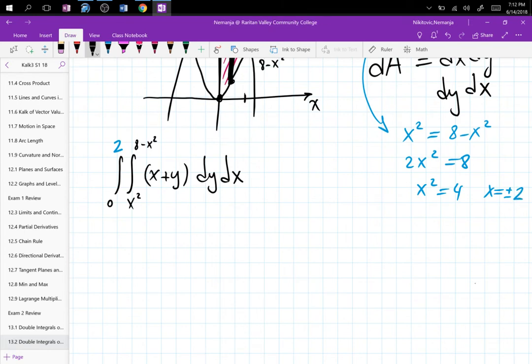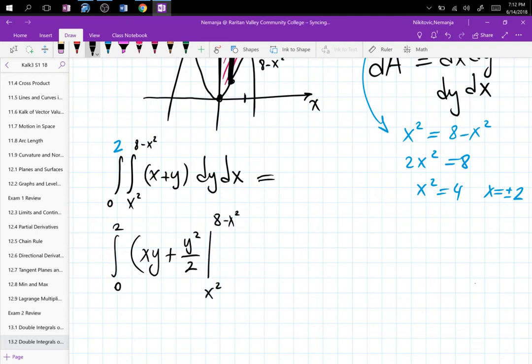All right. So now we compute this. I am integrating with respect to y. So I have 0 to 2. We have xy plus y squared over 2, computed between x squared and 8 minus x squared. And I still have dx.